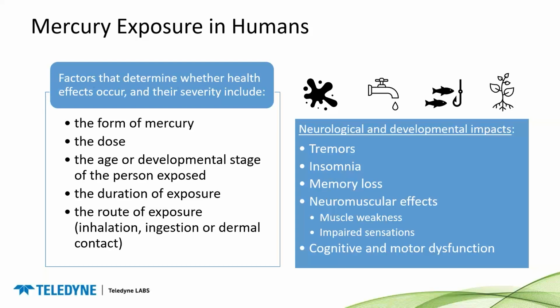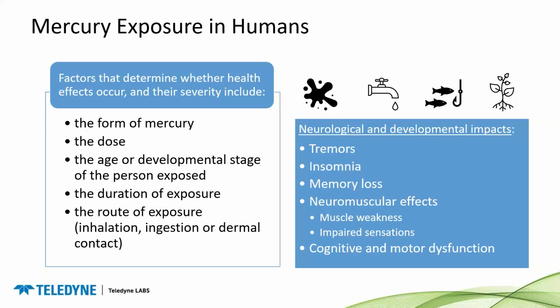Some factors that could affect that are the form of mercury, so what species, the dosage, the age or developmental stage of the person exposed, the duration of the exposure, was it a one-time problem or a chronic exposure, and also the route of the exposure: inhalation, ingestion, dermal contact. Some neurological and developmental symptoms of mercury include tremors, insomnia, memory loss, neuromuscular effects like muscle weakness or impaired sensations, and also cognitive and motor dysfunction.